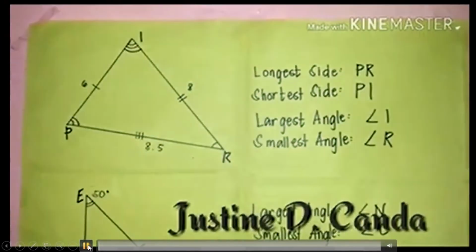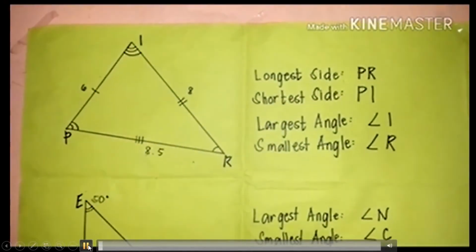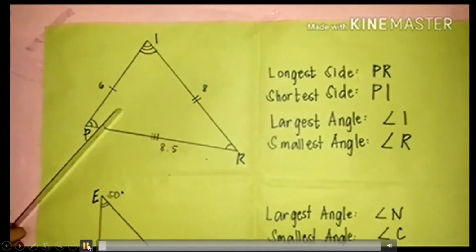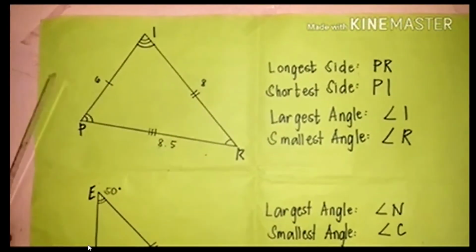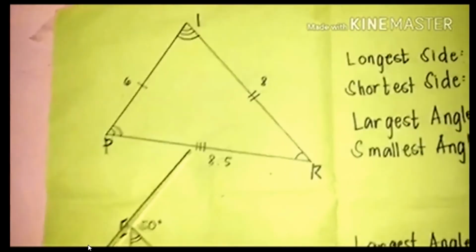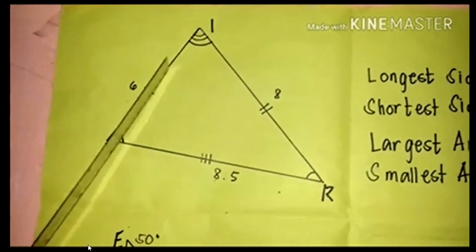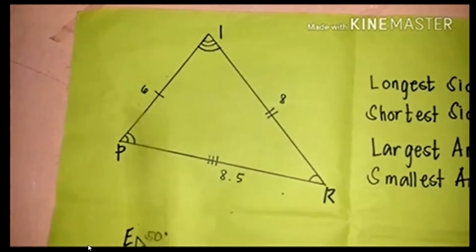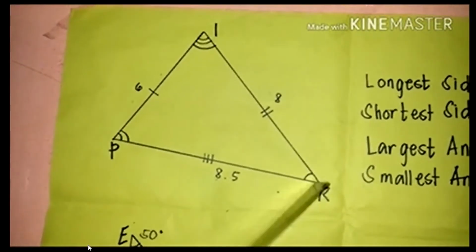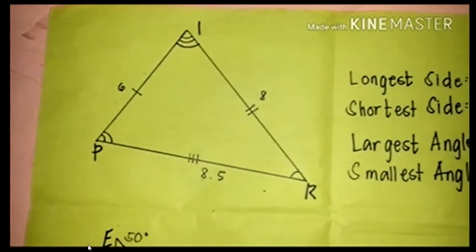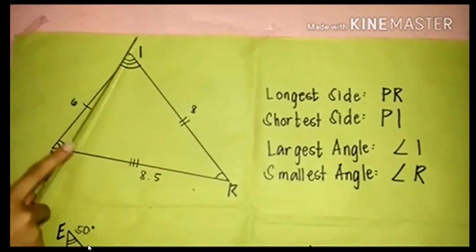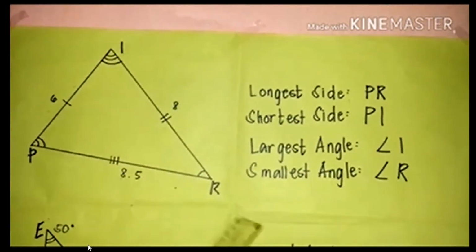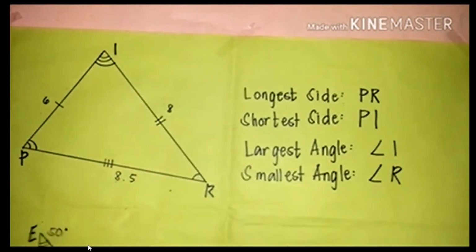Now, let's have exercises. Inequalities in one triangle. Triangle inequality theorem 1. Sides to angles. If one side of a triangle is longer than the second side, then the angle opposite the first side is larger than the angle opposite the second side. The longest side is BR, then the shortest side is BI. Largest angle is I, then the smallest angle is R.